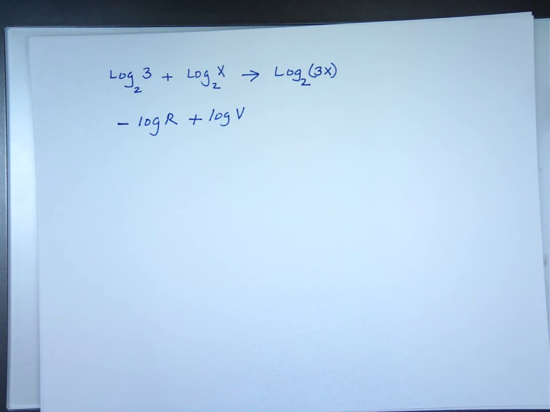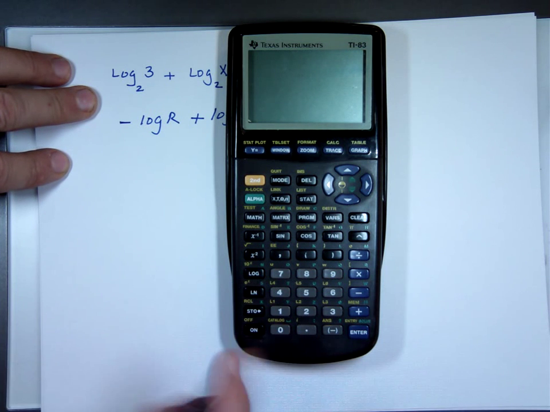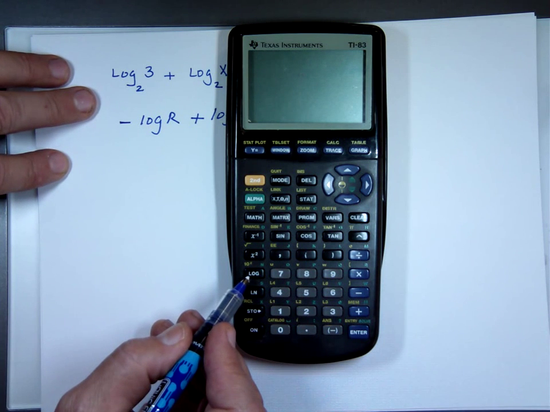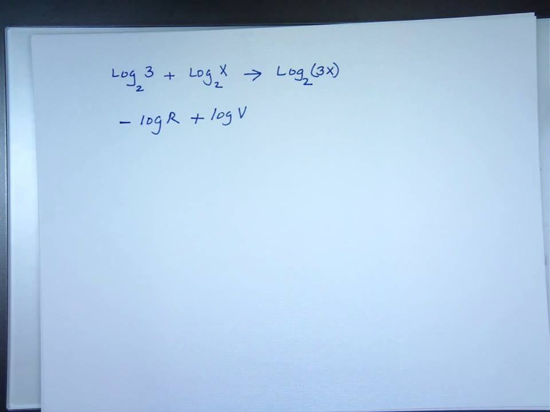Notice this calculator does not have a base on the log. Can you see it? That's known as the common log, log base 10. So if there is no base, it's always base 10. So that's log base 10. If you put it or not, it's not a big deal.